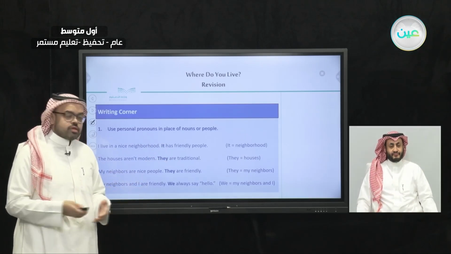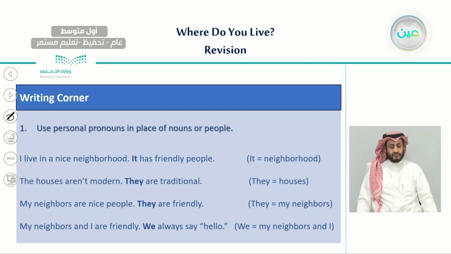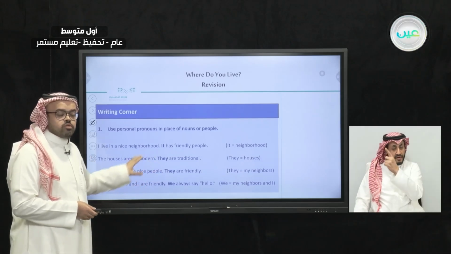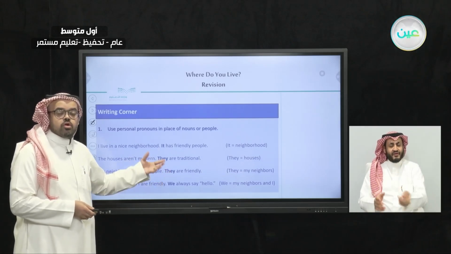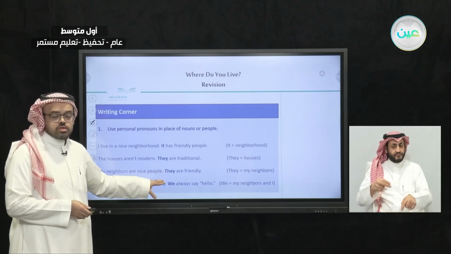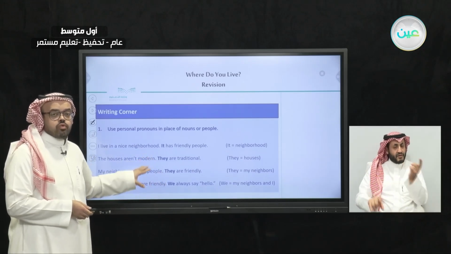Let's see another example. The houses aren't modern. They are traditional. So here is another personal pronoun. Instead of mentioning the houses again in this sentence, we mention they as a personal pronoun. Also, my neighbors are nice people. They are friendly. Here is also a personal pronoun, which is they. We can use they whether for houses or for people.